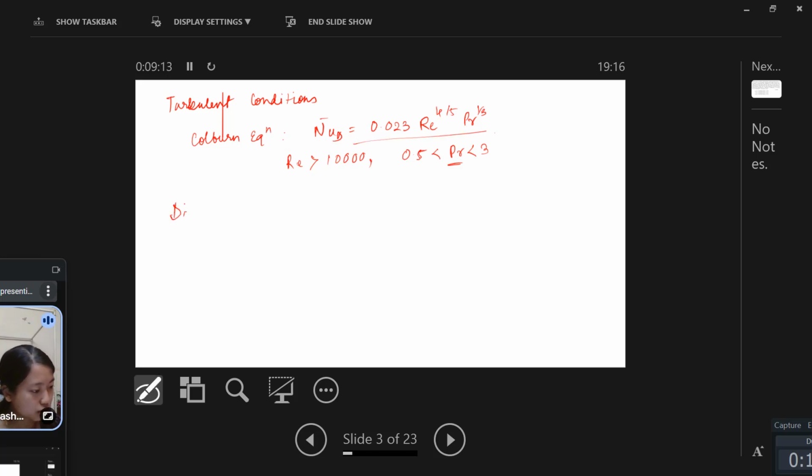Another one is the Dittus-Boelter equation. These two are almost the same. 0.023 Re D to the power 4 by 5 Pr to the power n. Only this n changes. So this is mainly used when Reynolds number is much greater than 10,000 and Prandtl number varies from 0.7 to 160.